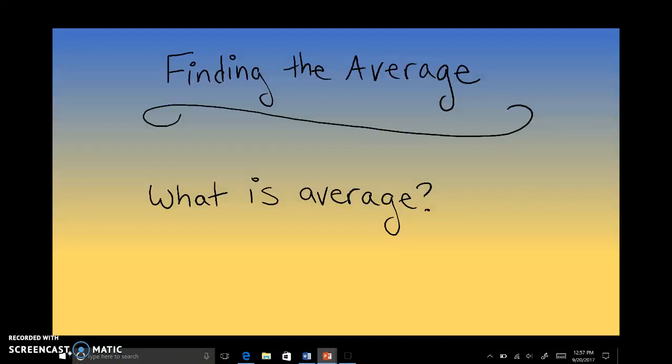So this is all about finding the average. But first, I want you to ask yourself, what is average? What do you think that means? I want you to keep that definition in mind while we work on these problems.